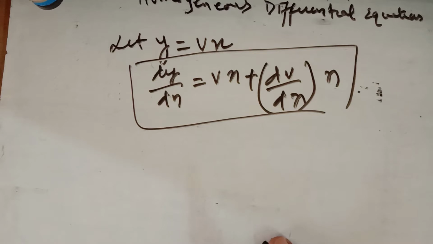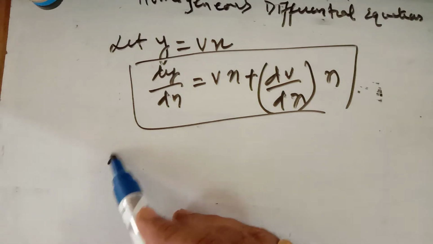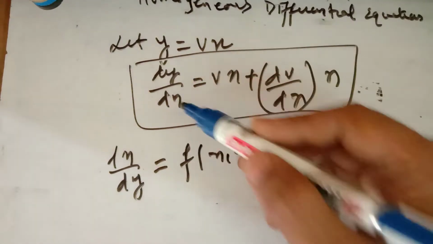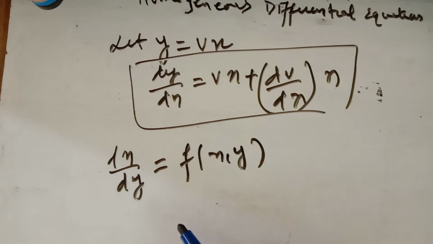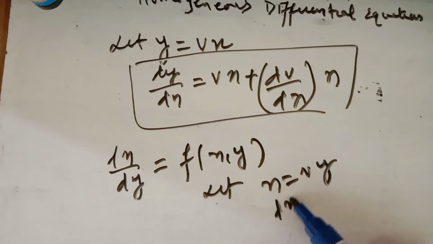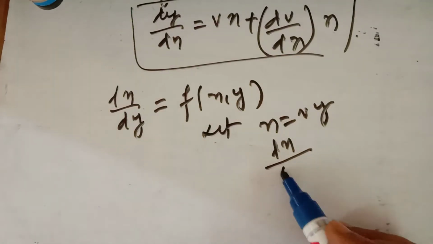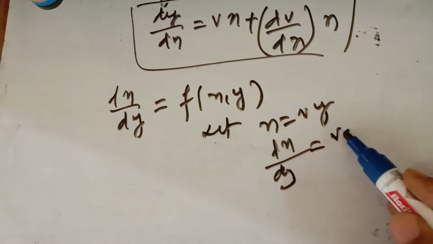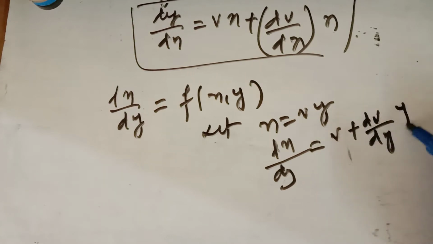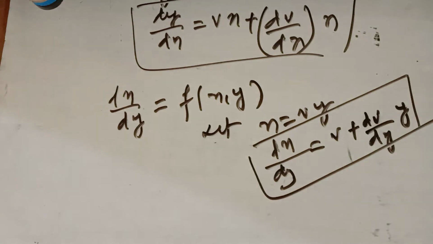This is the first type of homogeneous differential equation, where the function is dy upon dx is equal to f(x,y). Now if any differential equation is of the form dx upon dy is equal to f(x,y), that is the reciprocal of this, then we let x is equal to vy, and there we have dx upon dy is equal to v plus y dv upon dy, because we have differentiated with respect to y. So this is how you can solve the homogeneous differential equation.